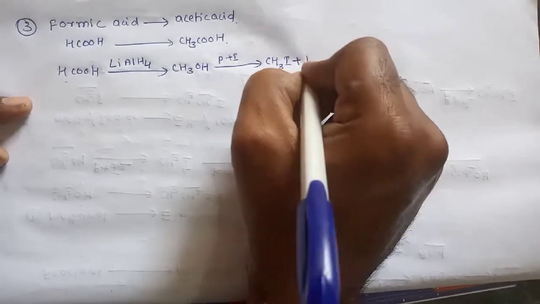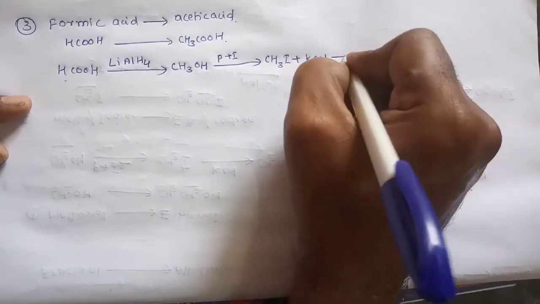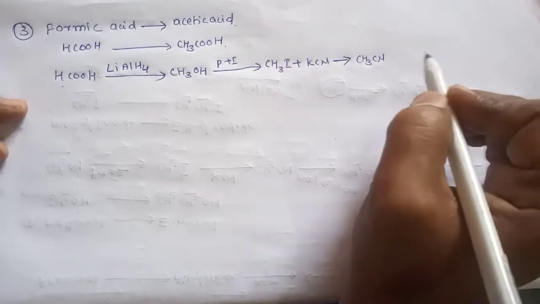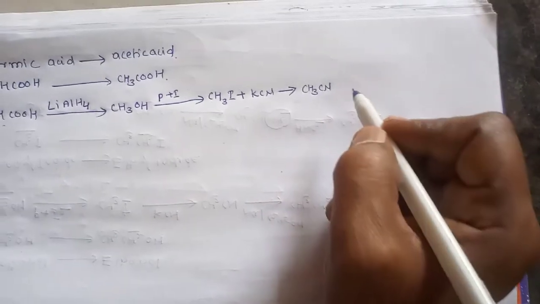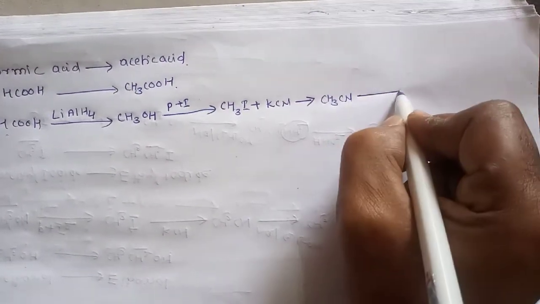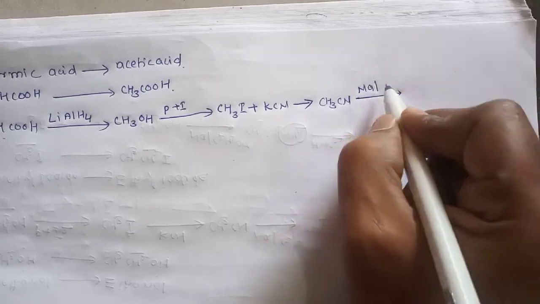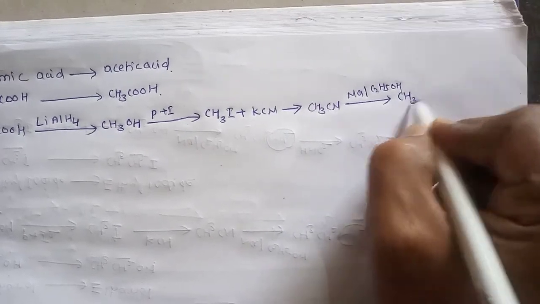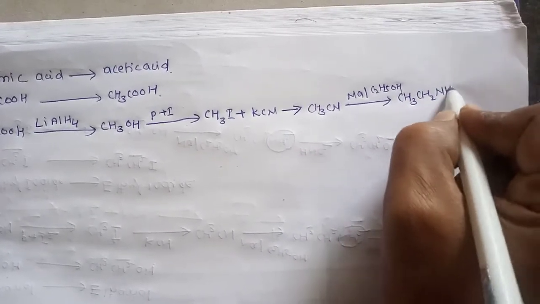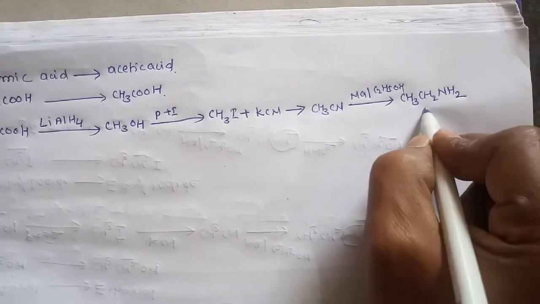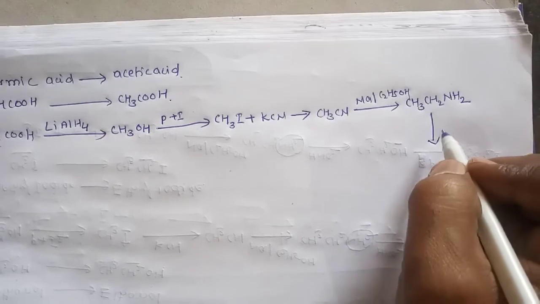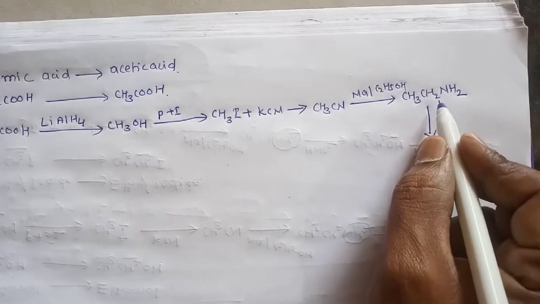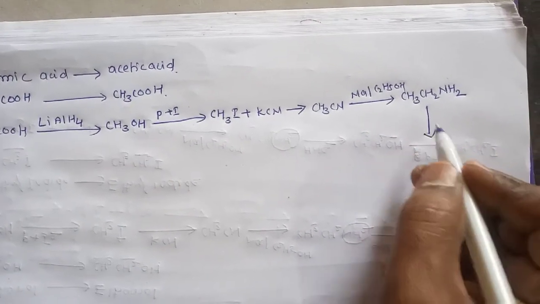This alkyl halide is treated with KCN, and it is converted into CH3CN. Now look at here. CH3CN further undergoes a reduction step in the presence of sodium and ethyl alcohol and is converted into CH3CH2NH2 amine. Now this amine further, see what we need to convert, acid we need to convert, right? So here what we got, amine, right? So this amine is converted into alcohol.